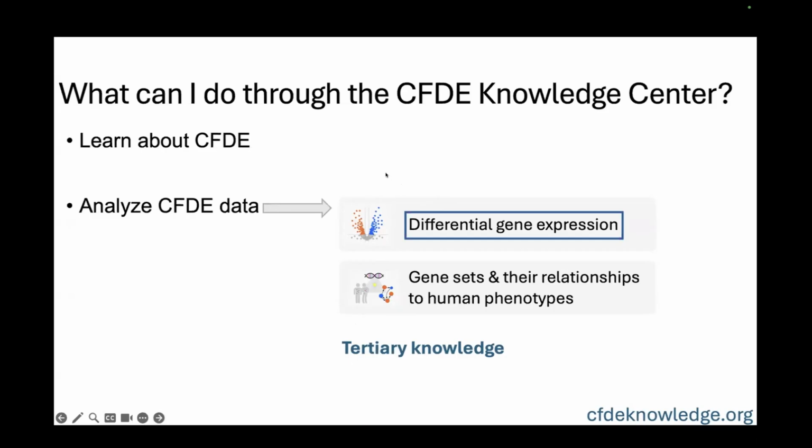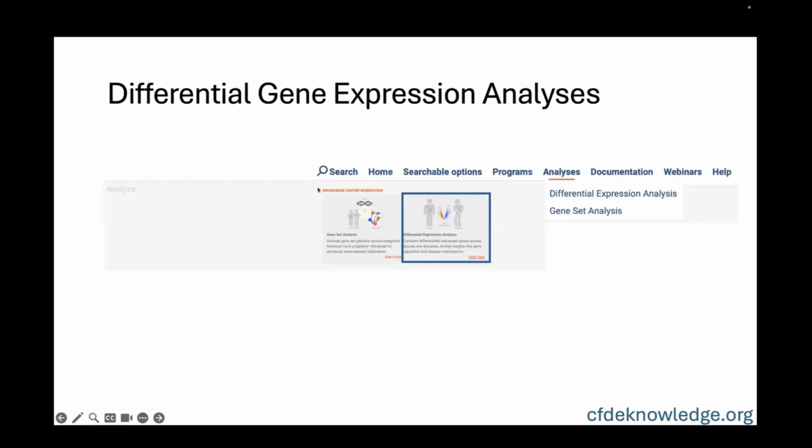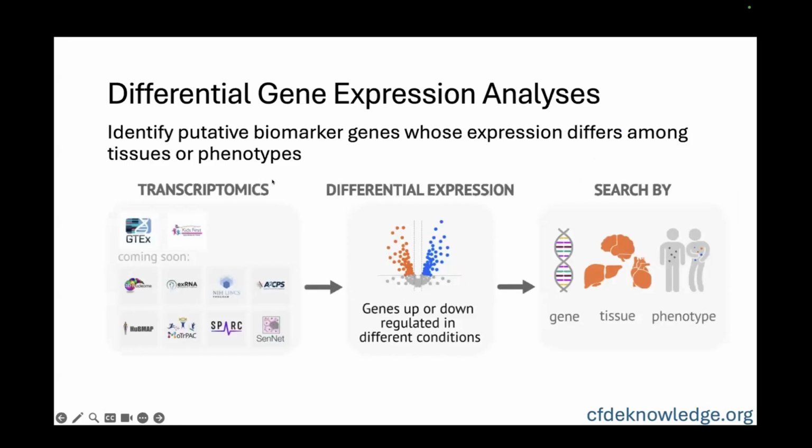So the first of these is a differential gene expression analysis. You can access this analysis through two major places on our website. The first is through our menu bar up at the top here, and the second is if you scroll down and click on the icon here. That will take you to a page that allows you to identify putative biomarker genes whose expression differs in various tissues or phenotypes. So you can see the outputs for gene, tissue, or phenotype if you search any of those entities, and you can see what genes are up or down regulated in the different conditions.